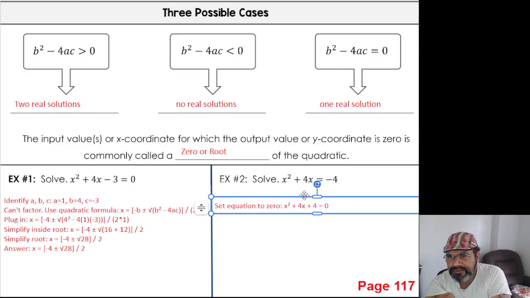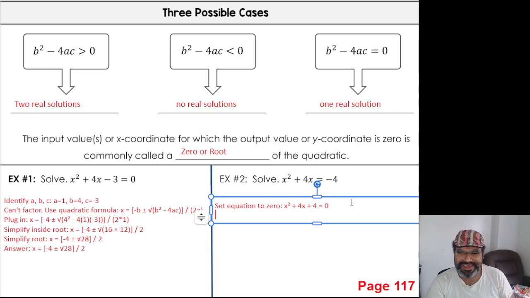Ask yourself, can I factor? Do I have two numbers that multiply to 4 and add to 4? Yes, I do. That number is 2. 2 and 2. Oh, it's a perfect square. Yes, guys, it's a perfect square. Then we can write it as x plus 2, x plus 2.